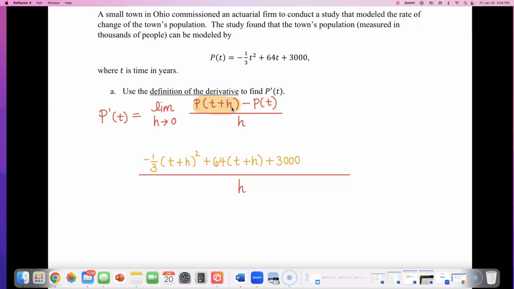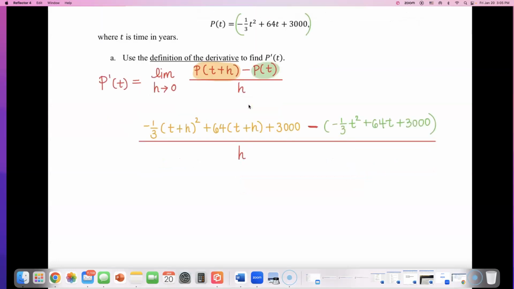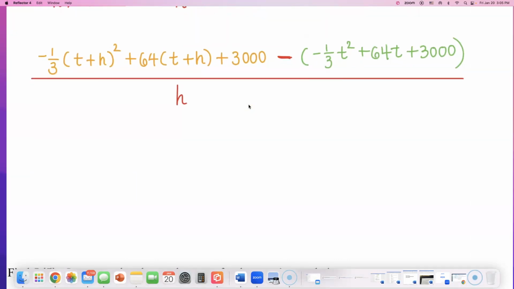Let's continue with the numerator. Minus sign. And after the minus sign, I need to subtract the P of t, which is just this entire function. So I'll write parenthesis negative 1/3 t squared plus 64t plus 3,000. My fraction is not long enough, so let me extend this a little bit. All right. So the numerator, we're going to have to do some simplifying there. So I will just jump into it, all over h, right?